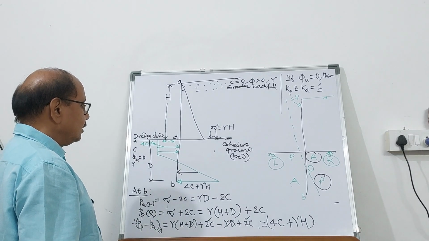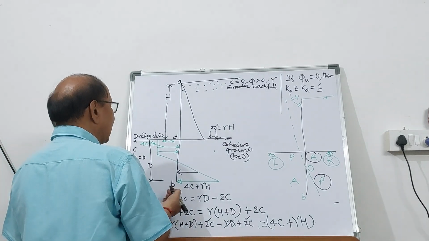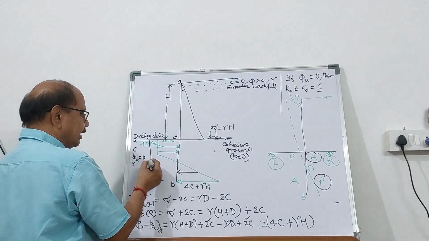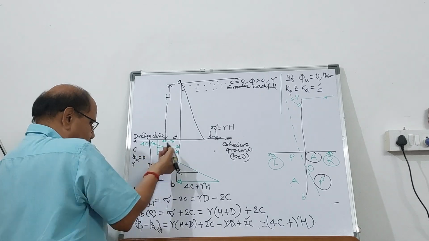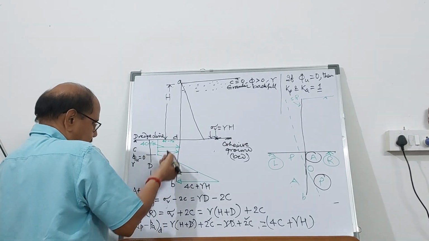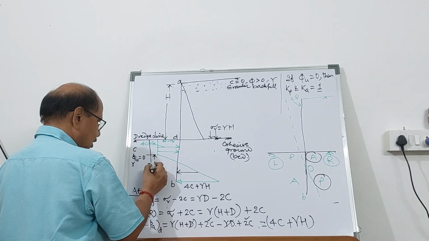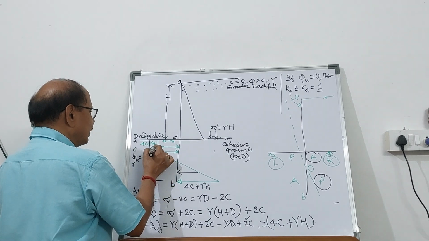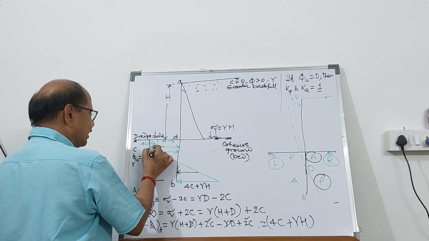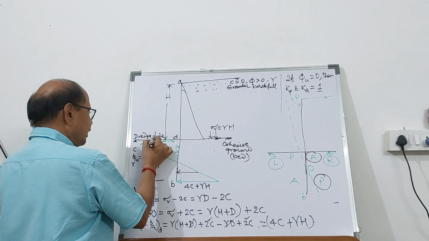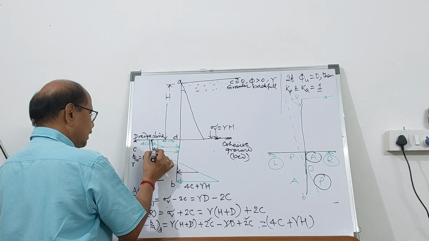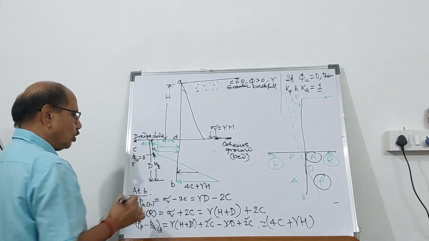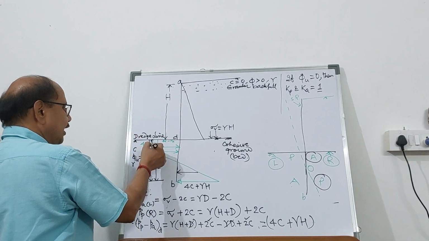And if you want to equate, let's say this height may be called h1, or whatever you want to keep it. Or let's say this height is h1. So from here up to here, this height is h2, up to the bottom. So h1, h2.